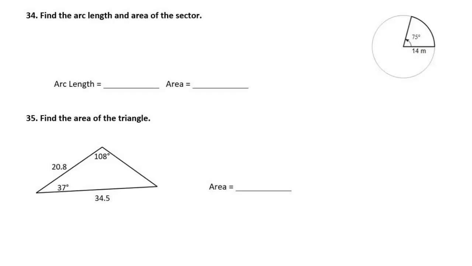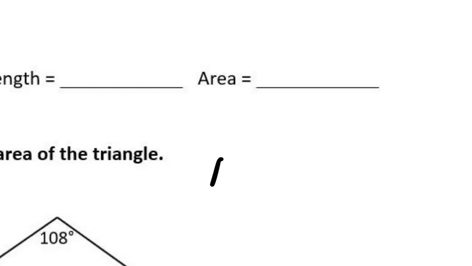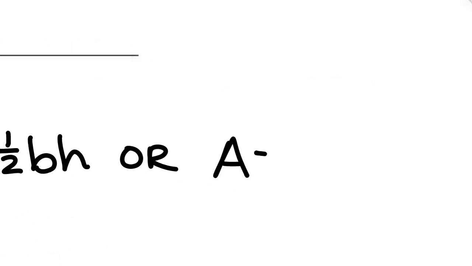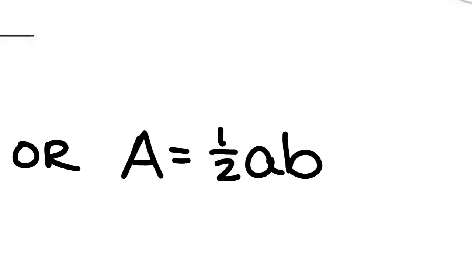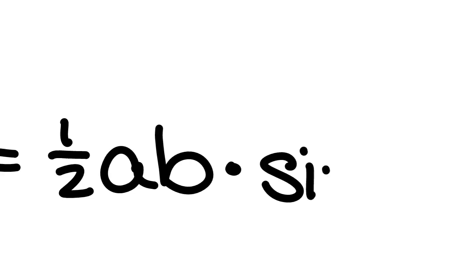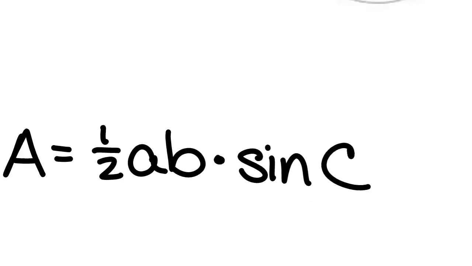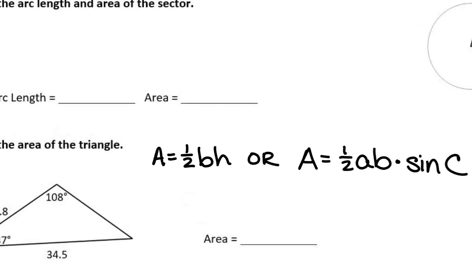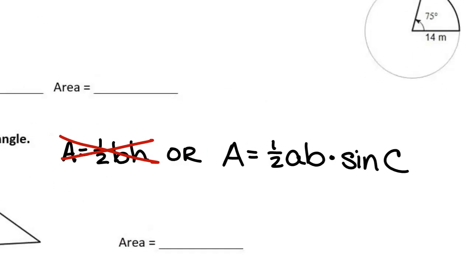So there's 2 formulas that we had for the area of a triangle. We had the one that you guys learned before you ever got to geometry, 1/2 base times height. Or we have the new one that you learned here, 1/2 AB times the sine of angle C. Which one should we use here? Second one, the one with sine.